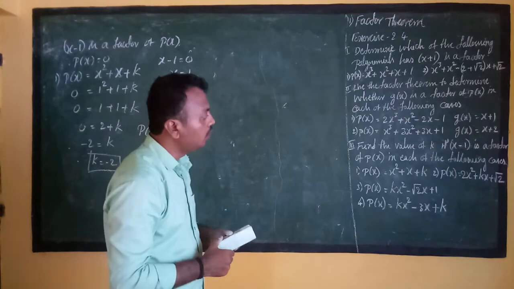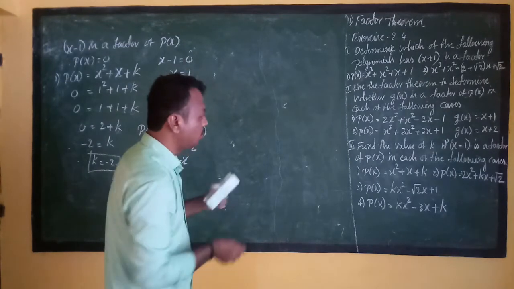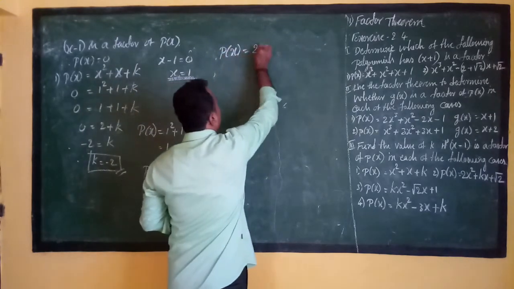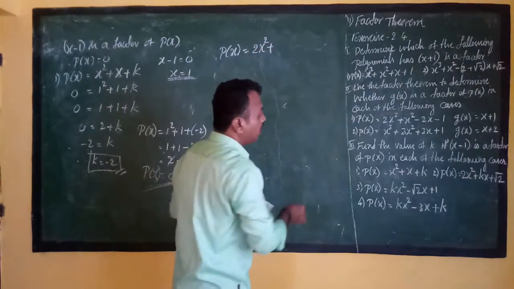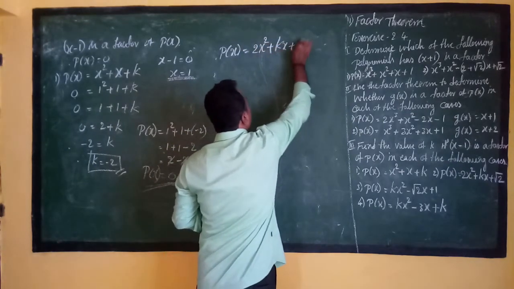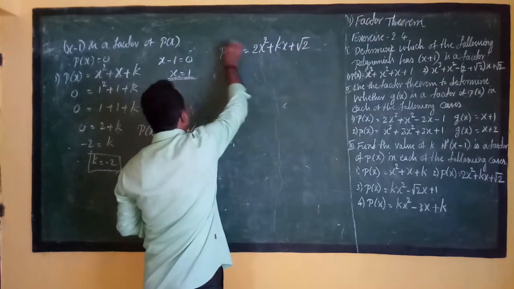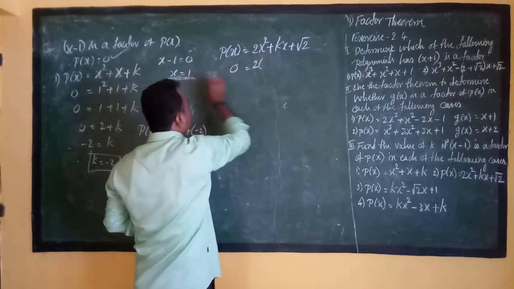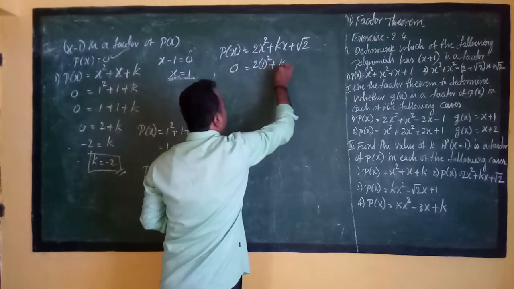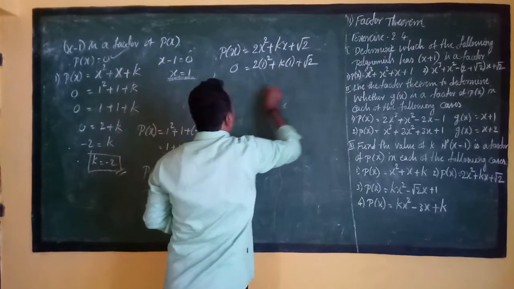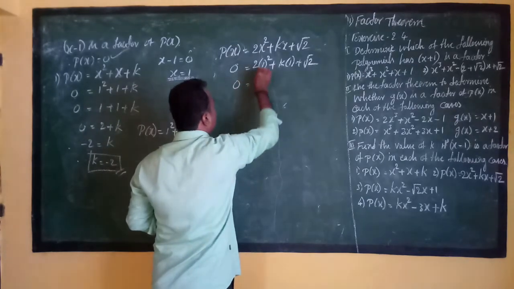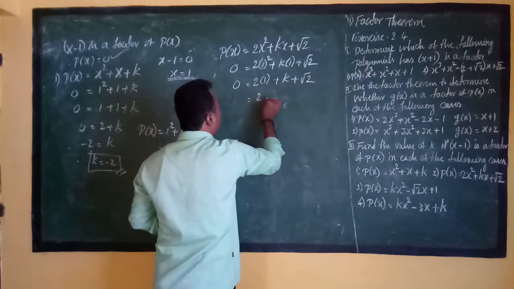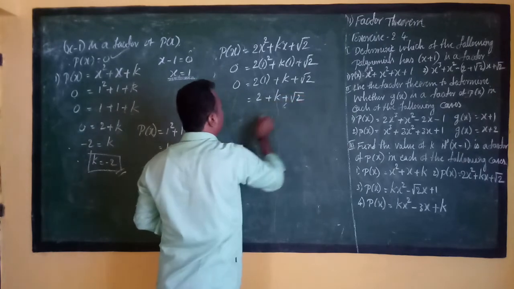P of x is equal to 2x square plus kx plus root 2. Yes students, this value becomes 0, as already given, and the same method you have to apply. 2 into 1 square plus k into 1 plus root 2, and 0 is equal to 2 into 1 square, which is 1, plus k into 1, k, plus root 2. And 2 ones are 2, plus k plus root 2, is equal to 0.